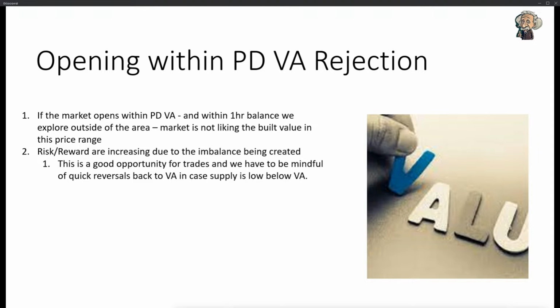If you open within the value area, then within our balance we explore outside of this area, the market is not liking the value that you're in. The risk reward is increasing due to the imbalance being created, because there's a high chance now that you're going to auction where? Higher or lower to seek new value, right? You have to pay attention.